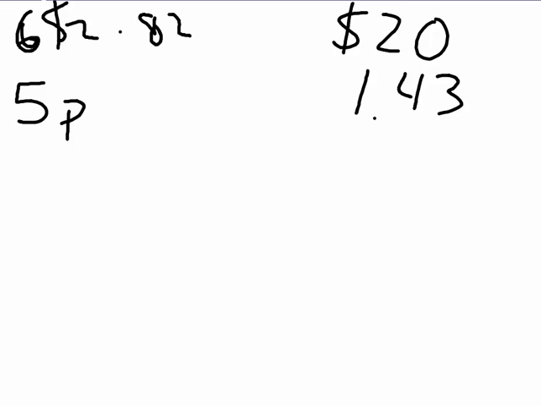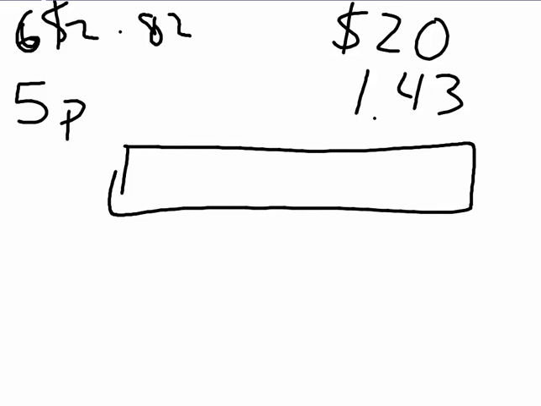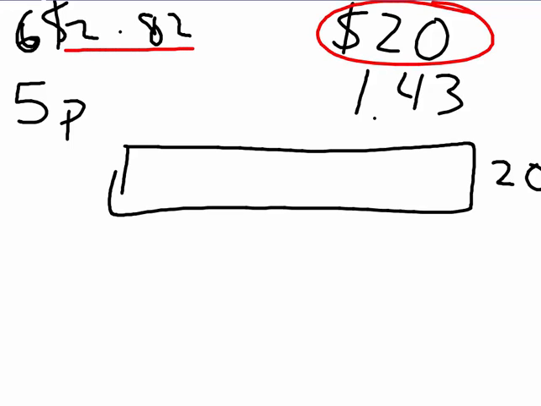Well, what I could do is I can draw what's called a tape diagram for this kind of problem. This whole thing represents $20. That's how much he paid for his pineapples, was that $20. Now of that $20, he spent $2.82 on those oranges. So that means this part is how much my pineapples cost. So what I need to do is I need to figure out how much that part cost.